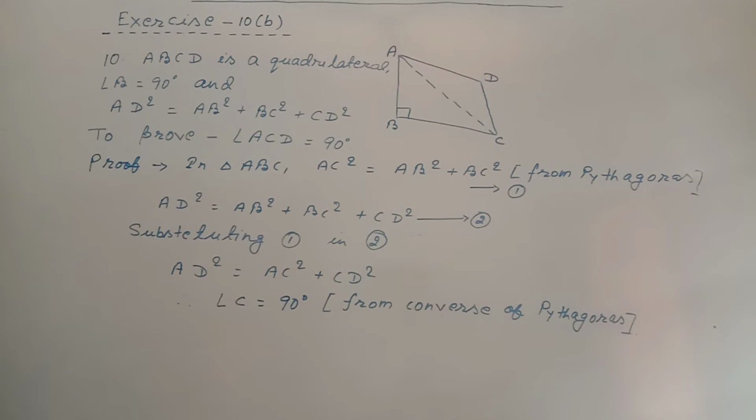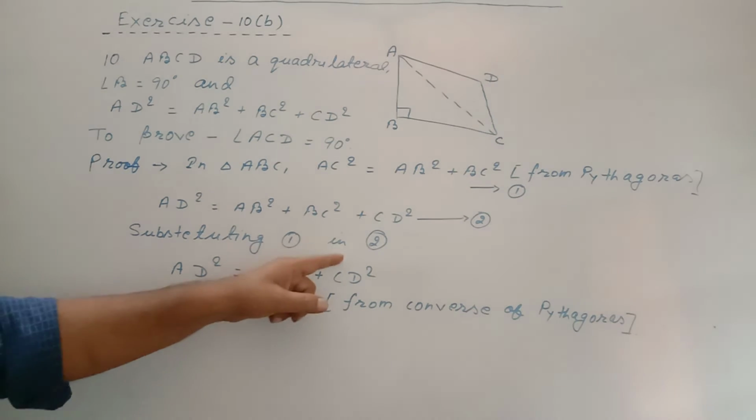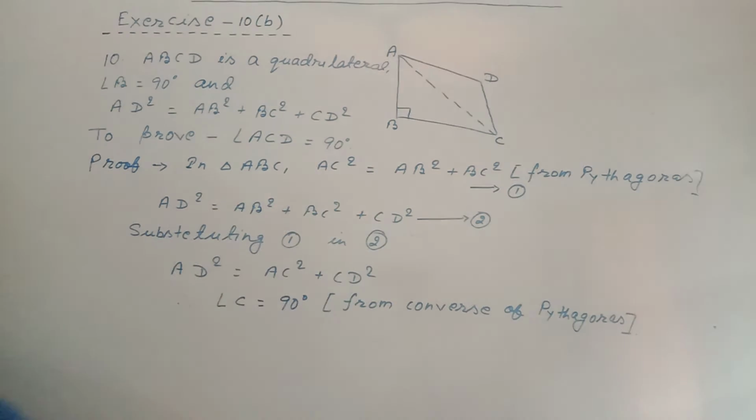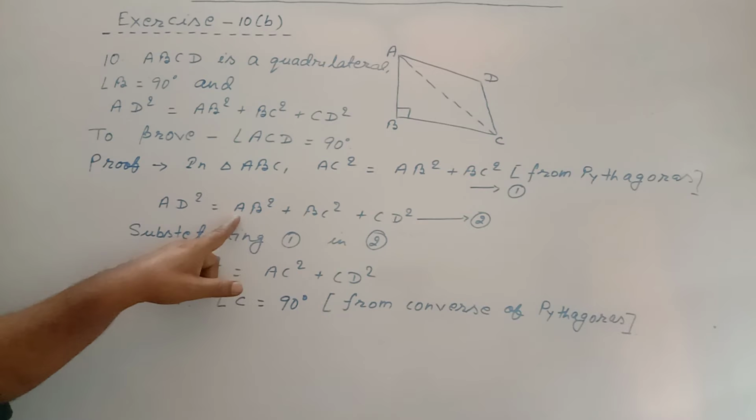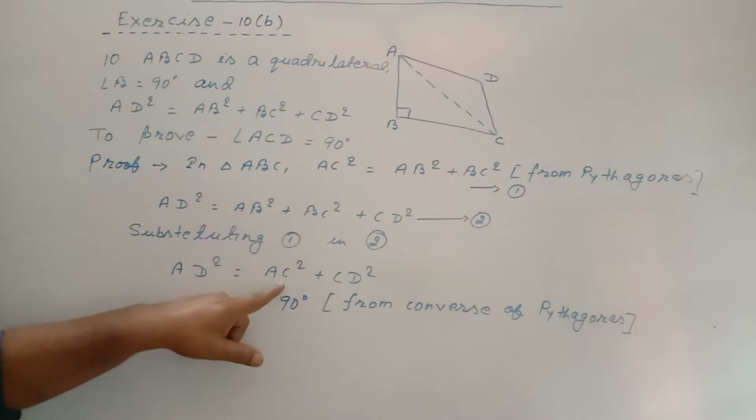I have substituted the value of AC square in equation number 2. AC square equal to AB square plus BC square. So here is also AB square plus BC square. At this place I wrote here AC square. So AD square equal to AC square plus CD square.